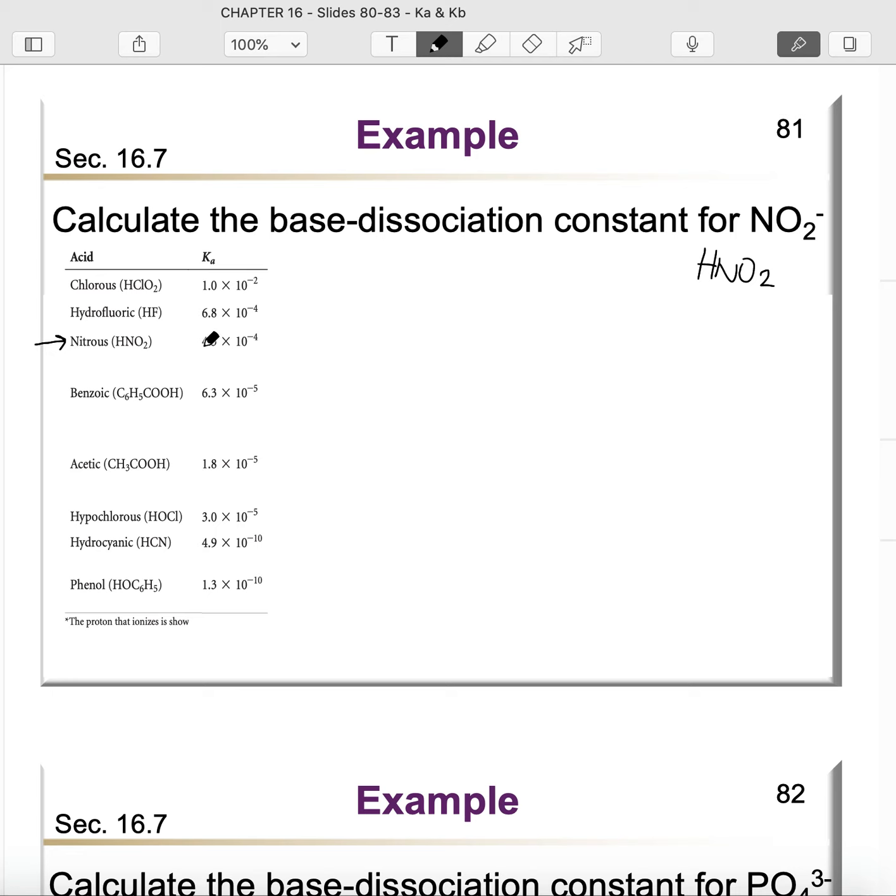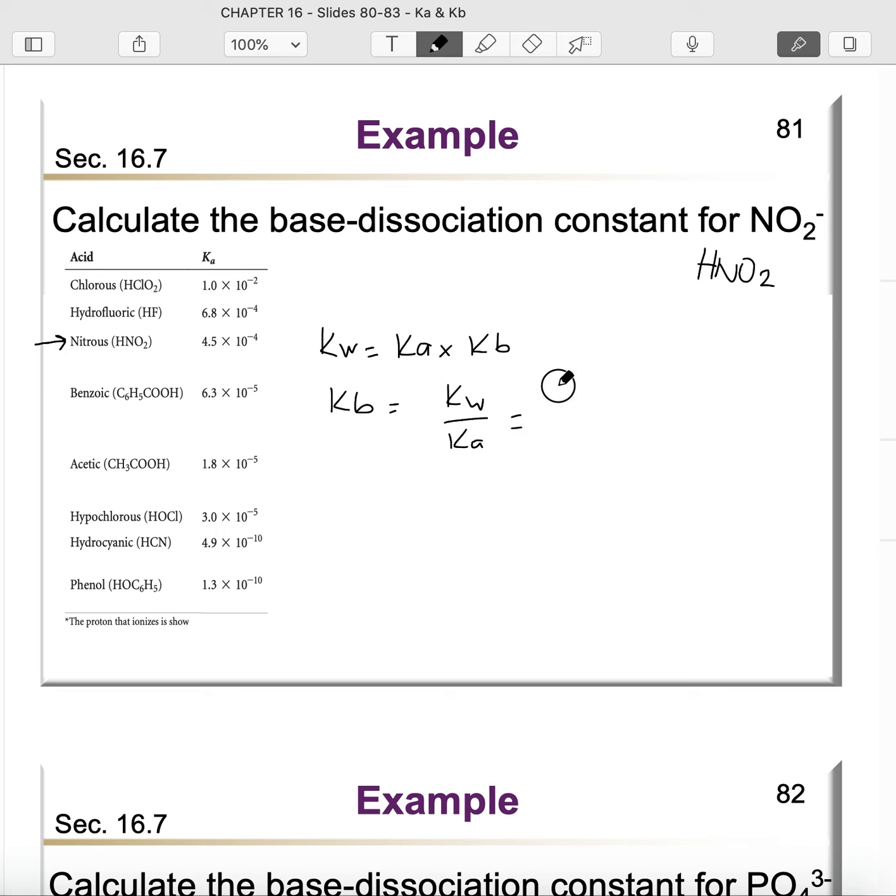Here we go. The Ka for nitrous acid is provided, but in this particular case, we're being asked for the base dissociation constant. Therefore, we're going to have to solve for the base dissociation constant using the equation in the previous slide. We had that Kw was equal to Ka times Kb. Therefore, our Kb will be equal to Kw divided by Ka.